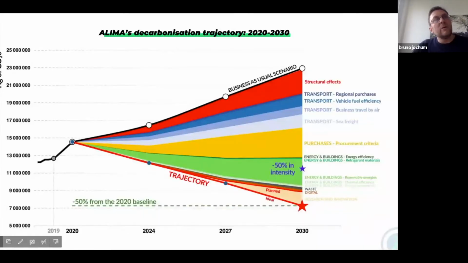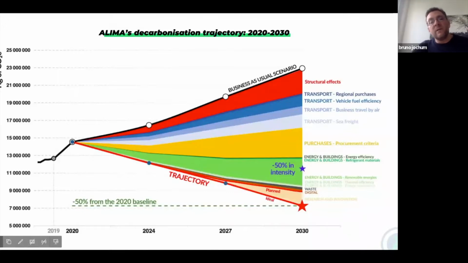Now, more importantly, with this set of solutions, we modelized what could be a trajectory over the next decade towards decarbonization. And what you see is the result of this work. It's a graph where the black line on the top represents carbon emissions. And so you see the baseline in 2019 to 20, and then what we call a business as usual scenario, which takes into account the growth of the organization. And for Alima, it's actually quite significant, the expectation over the next decade. And this is where we see in a business as usual scenario, emissions would constantly grow.